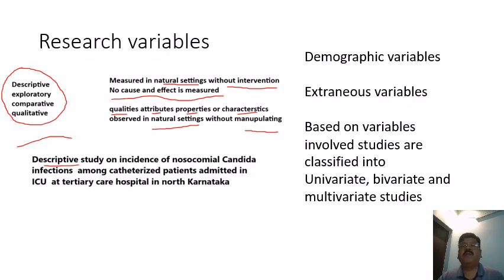Other types of variables are also mentioned here: demographic variables, extraneous variables. Based on variables involved in a study, the studies are classified as univariate, where only one variable is there, bivariate, where two variables are there, and multivariate, where multiple variables are there. So depending upon the presence of variables, different studies are there.